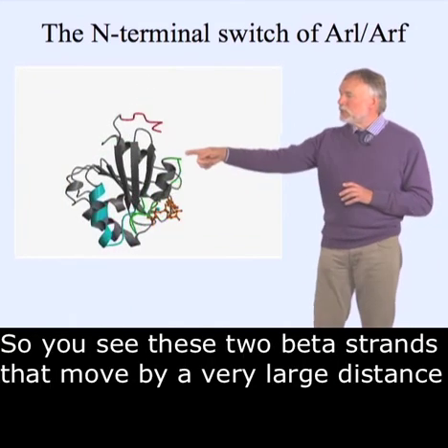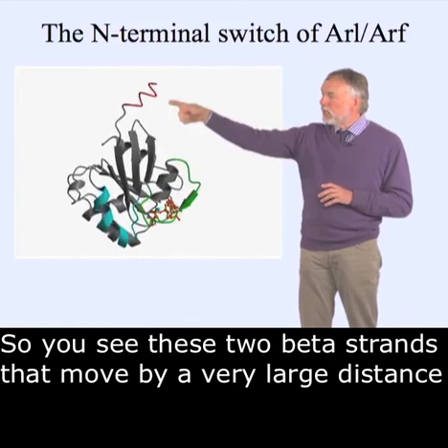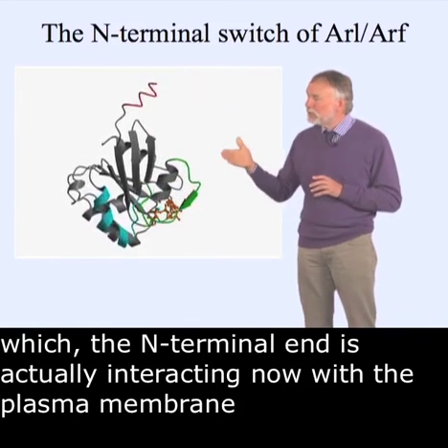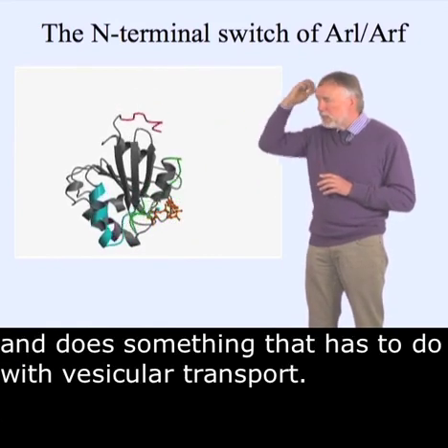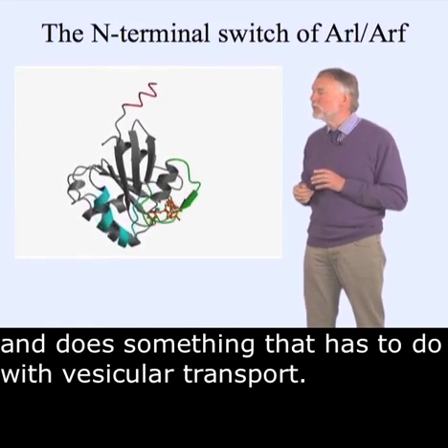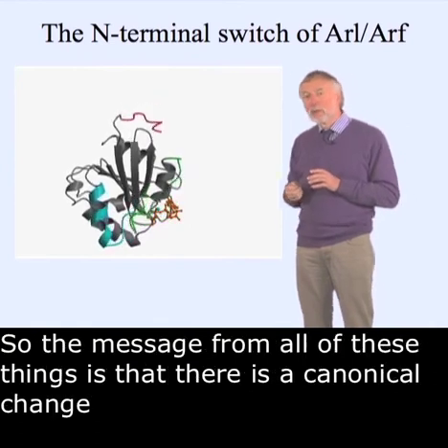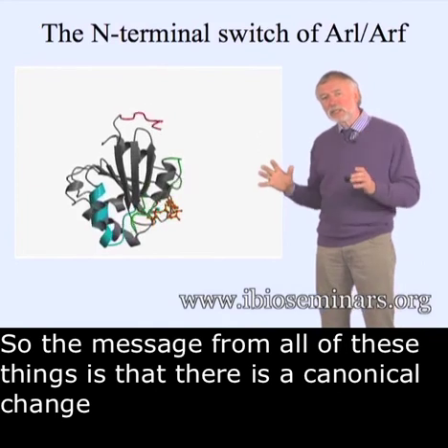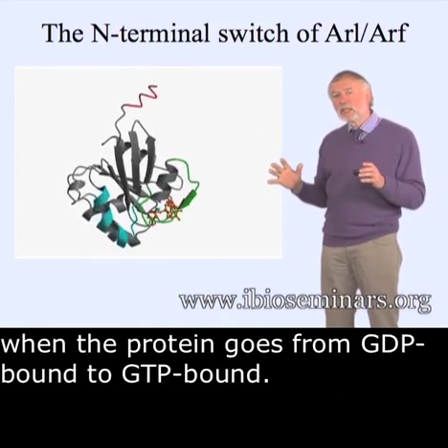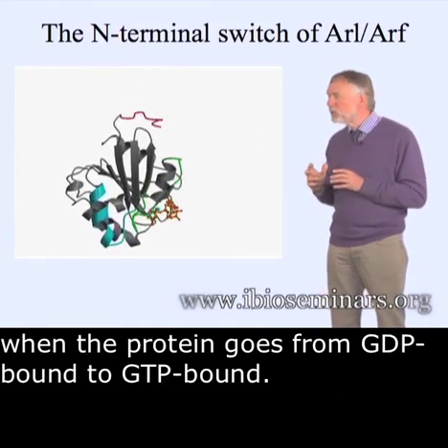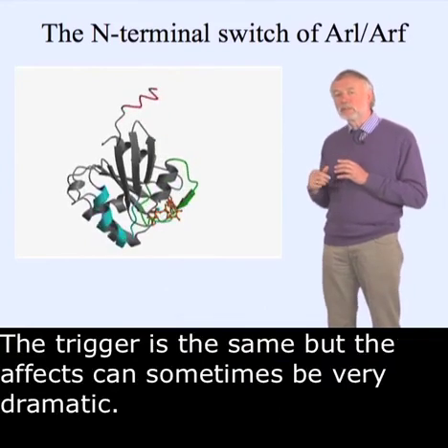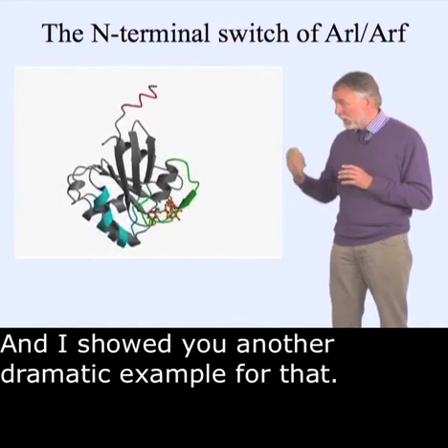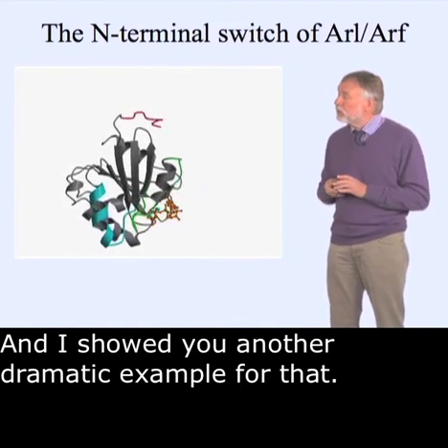So you see these two beta strands that move by a very large distance and kick out the N-terminal end, which is actually interacting now with the plasma membrane and does something that has to do with vesicular transport. So the message from all of these things is that there is a canonical change when the protein goes from GDP bound to GTP bound. The trigger is the same, but the effects can sometimes be very dramatic, and I'll show you at the end another dramatic example for that.